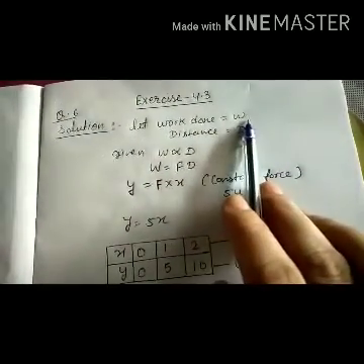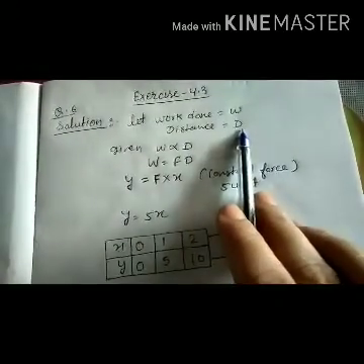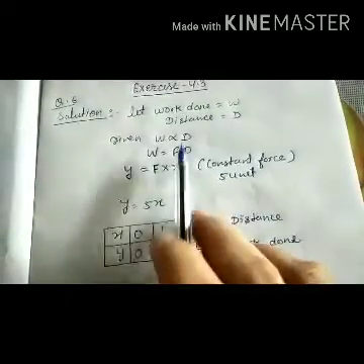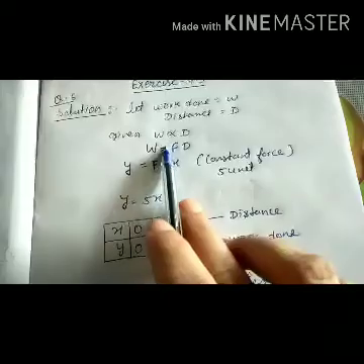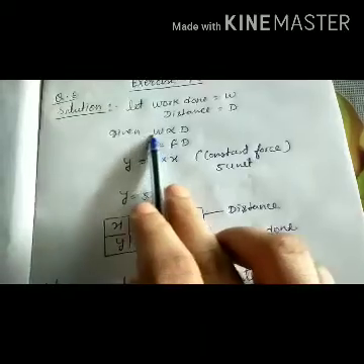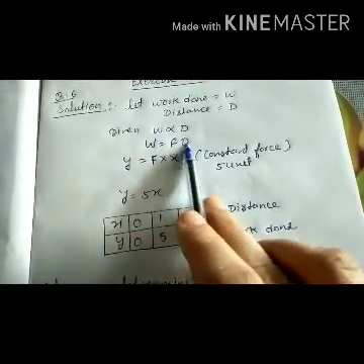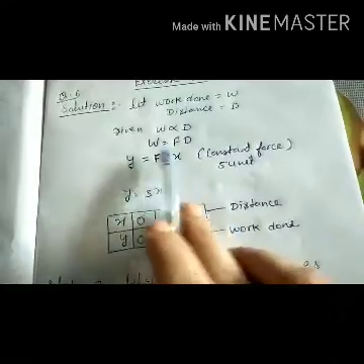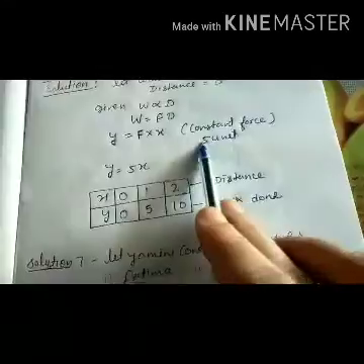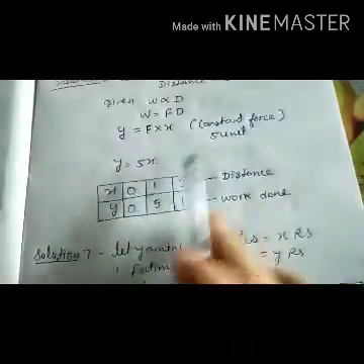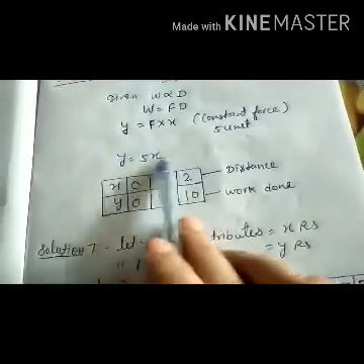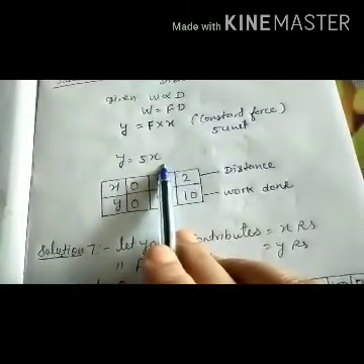Let the work done be W and the distance be D. It is given that W is directly proportional to the distance, and this proportionality sign is replaced by the constant force. So W is equal to FD. Now we take W as Y and D as X because we need to represent W and D on the Y-axis and X-axis, and F is the constant force, already given as 5 units. So Y is equal to 5X, where at the place of F we take 5. This is the linear equation in two variables.